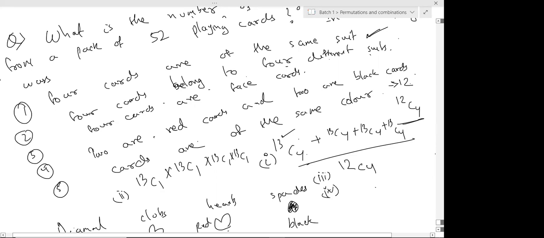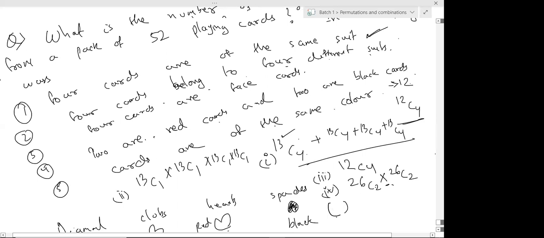In the fourth part, 2 are red cards and 2 are black cards. So total red cards 26. You need 2, 26C2 into 26C2. Why we multiplied? Shavya, is it clear? Yes, sir. All right. And black cards.